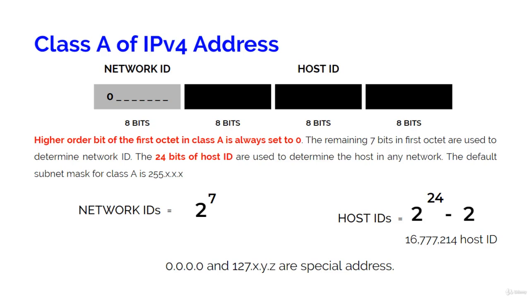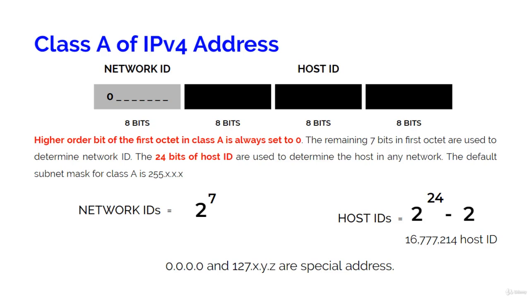IP addresses belonging to class A are assigned to networks that contain a large number of hosts. The network ID is 8 bits long, whereas the host ID is 24 bits long. The higher order bit of the first octet in class A is always set to 0. The remaining 7 bits in the first octet are therefore used to determine the network ID. Therefore, the total number of network IDs is 2 raised to 7, which is equivalent to 128. The 24 bits of host ID are used to determine the host in any network.